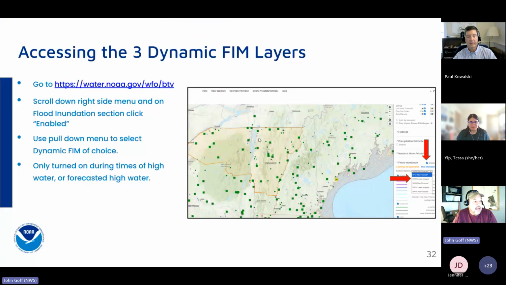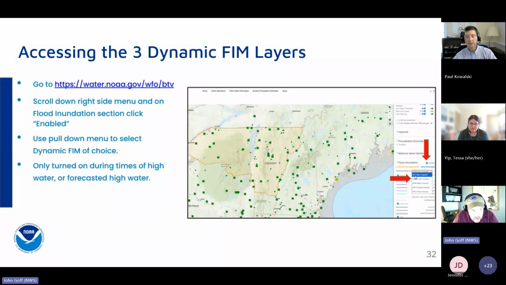So how do you access the dynamic FIM layers? Well, you access it through the same platform, the NWPS platform you've seen before, and you click the river gauge. But in this case, if you are familiar with the page, you have all these right-hand menus you can play around with. You come down and click on flood inundation on the right menu and enable that. This enables a pull-down menu, and then you click on the FIMs.